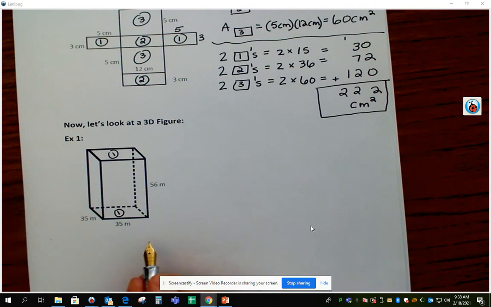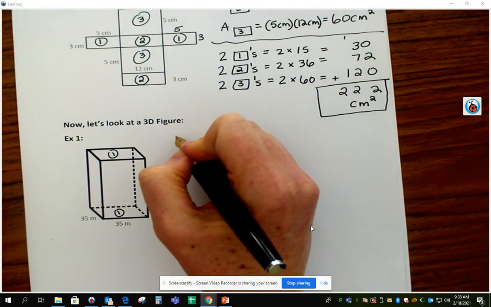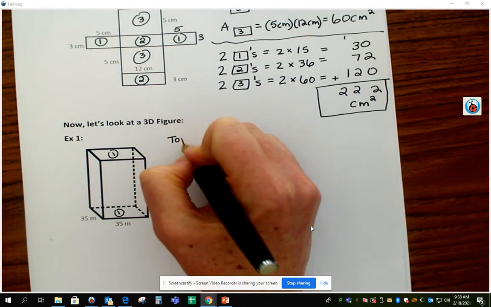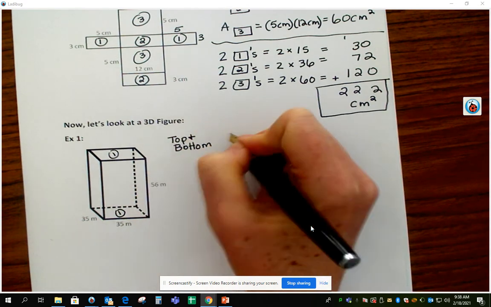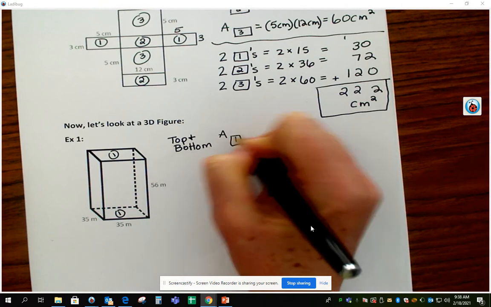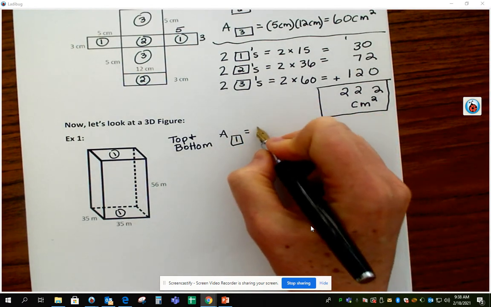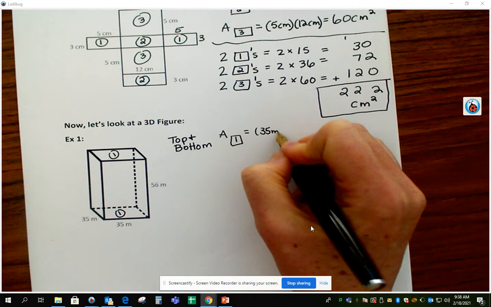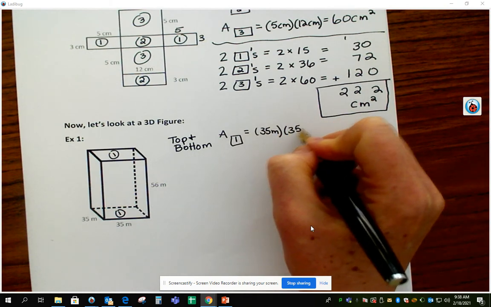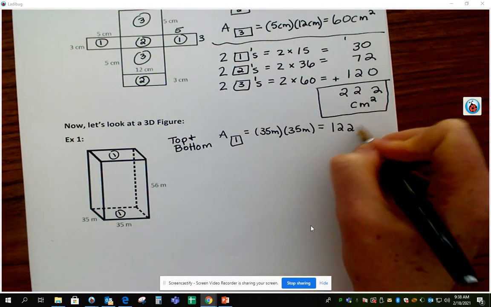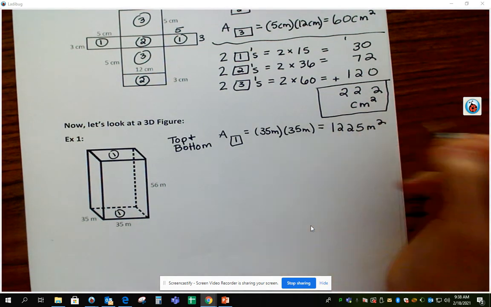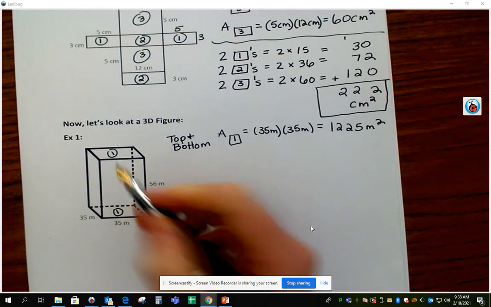So I'm going to go here. So the top and bottom of my figure, which we're calling 1. The dimensions are 35 meters by 35 meters. When I multiply those together, I get 1,225 meters squared. Okay, so that's the top and the bottom.